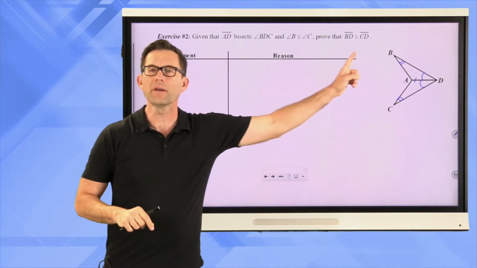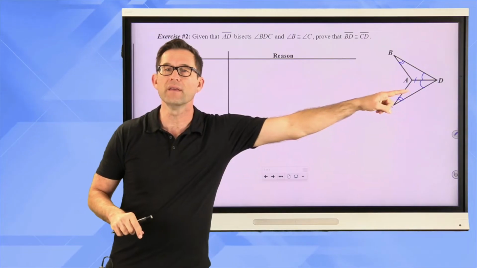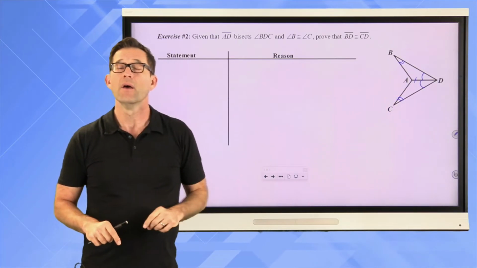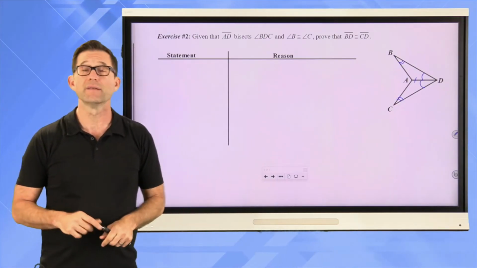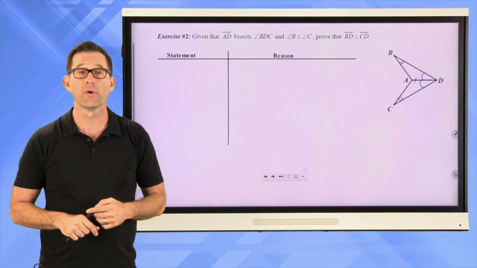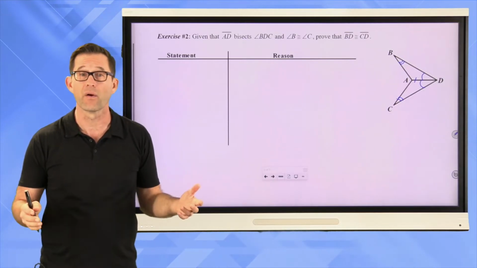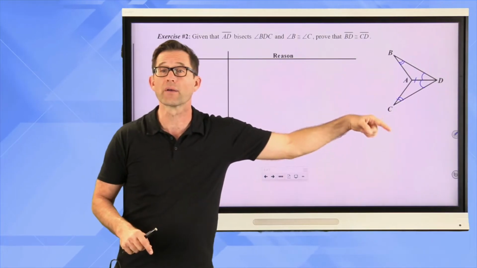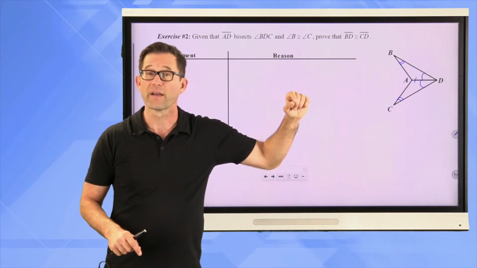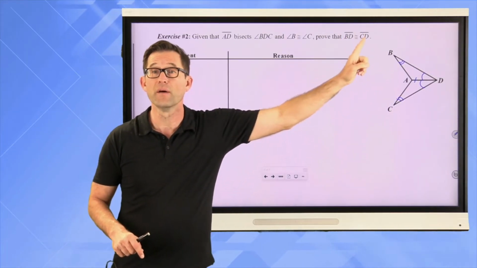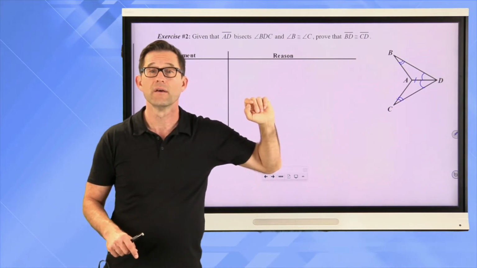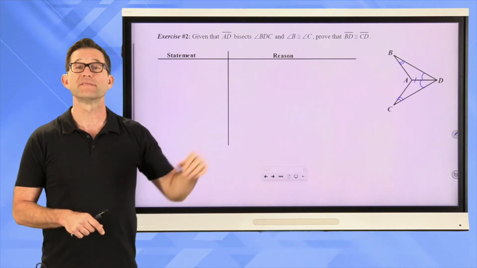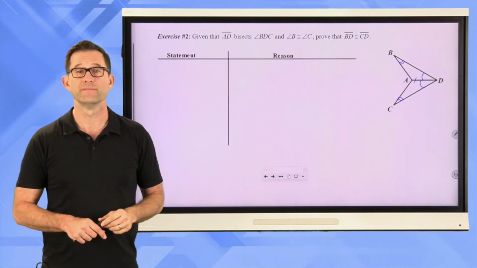That means I'm going to be able to prove that triangle BAD is congruent to triangle CAD by angle, angle, side. Notice in this case that the side is not between the two congruent angle pairs. It's sort of outside of those. So I'll have to conclude that these two triangles are congruent based on angle, angle, side, and then I can conclude that BD is congruent to CD by CPCTC. What I'd like you to do is pause the video and see if you can fill out the proof.